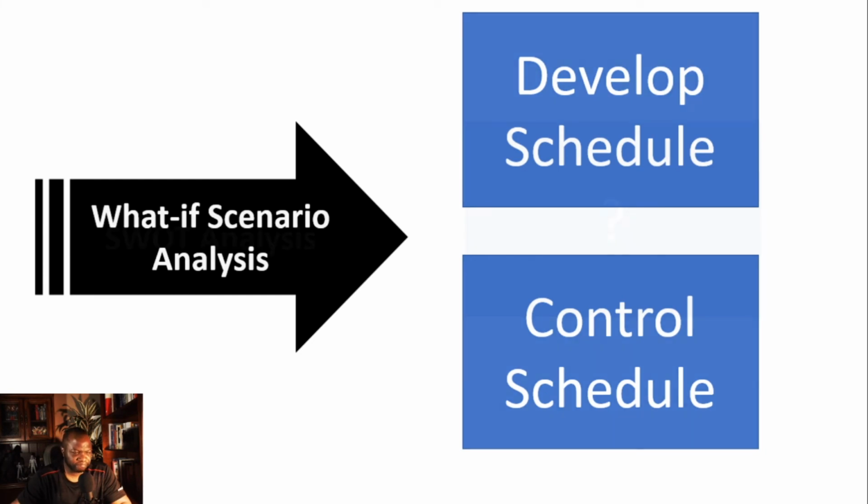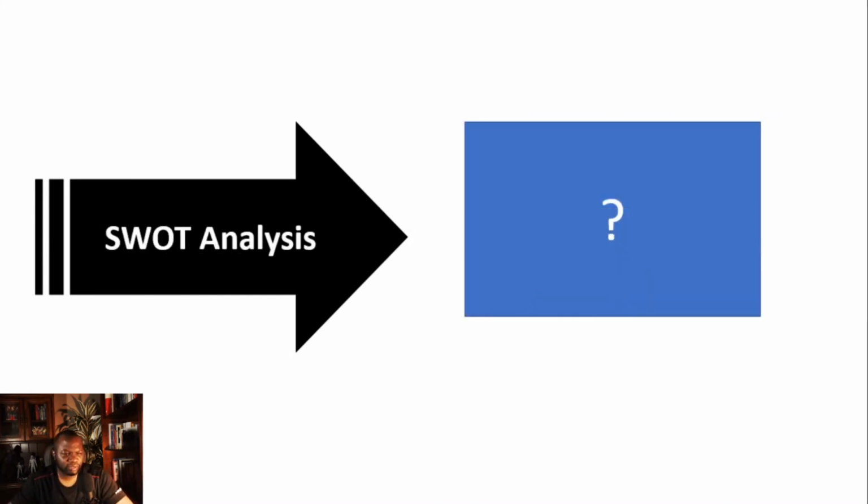Just a few more. Here's your next problem. It is SWOT analysis. Which process do we do a strengths, weaknesses, opportunities, and threats analysis? 10 seconds.